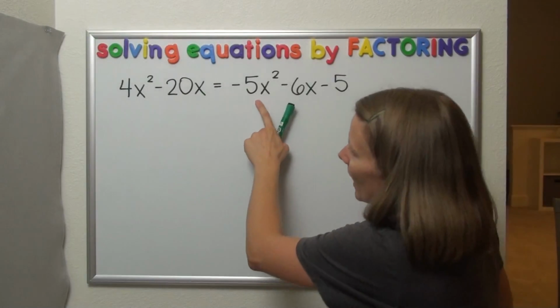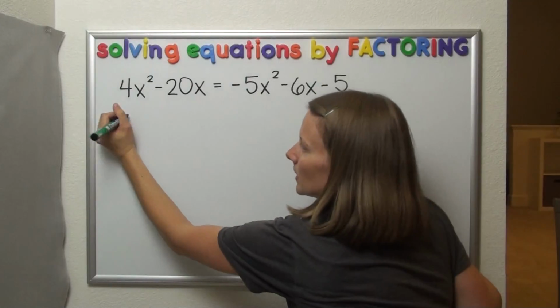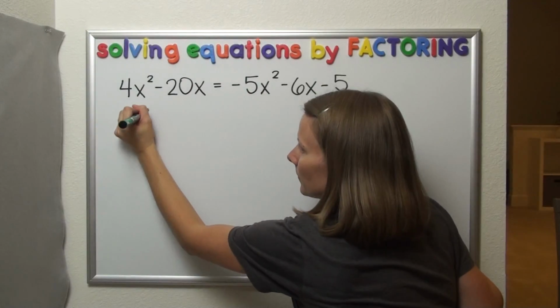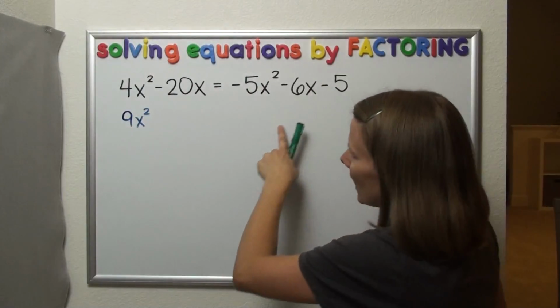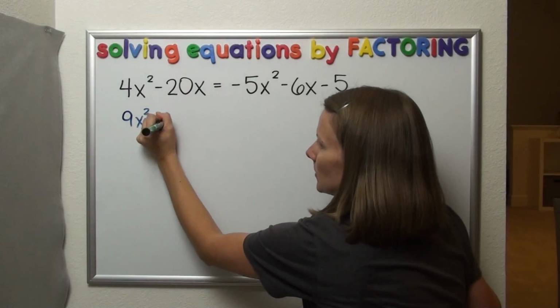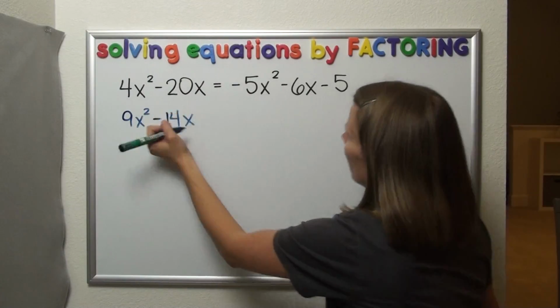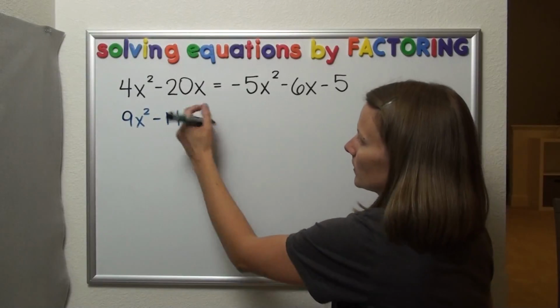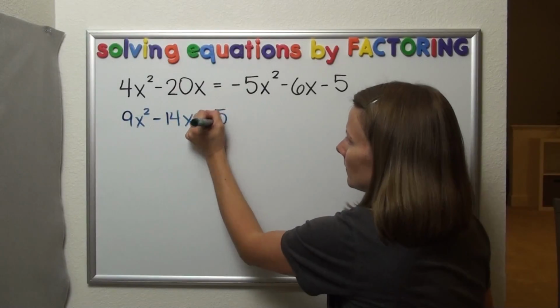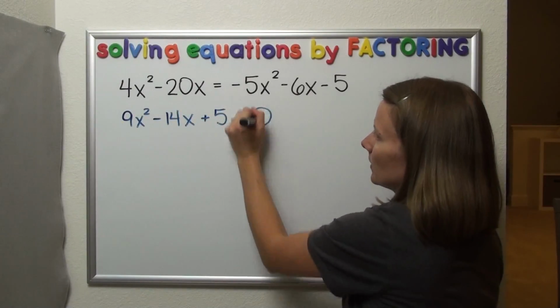So I'm going to add 5x squared to both sides. That will give me 9x squared. I'm going to add 6x to both sides. That gives me minus 14x. I'm going to add the 5 to both sides. And this is now set to 0.